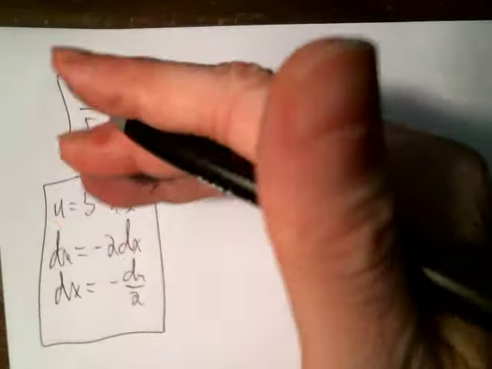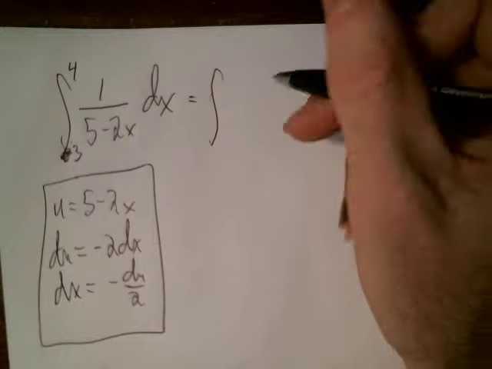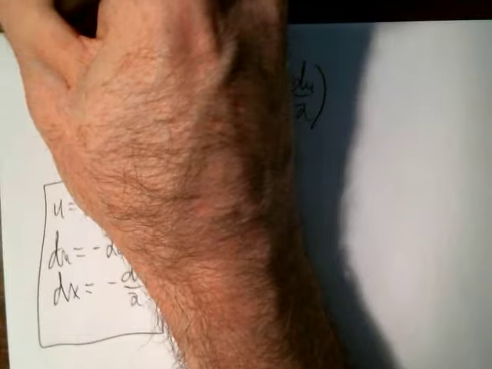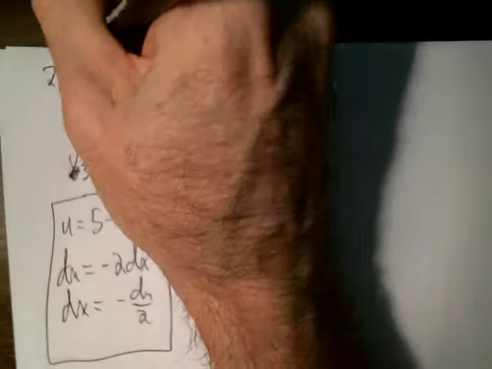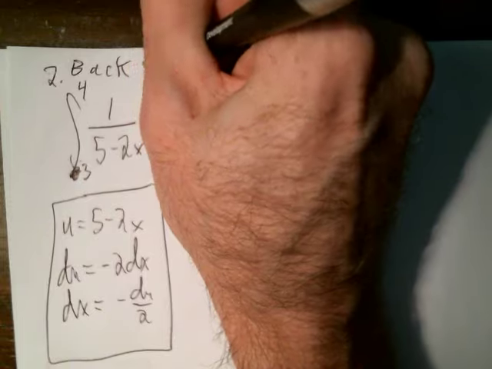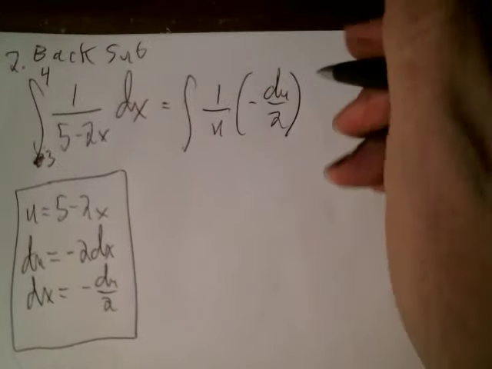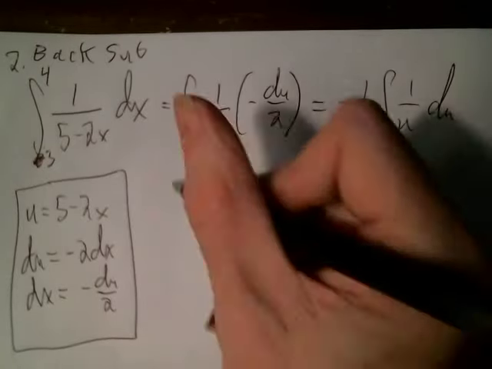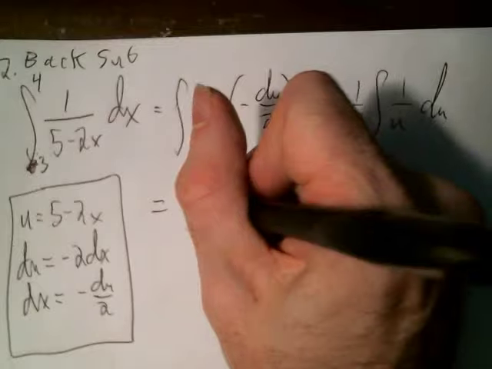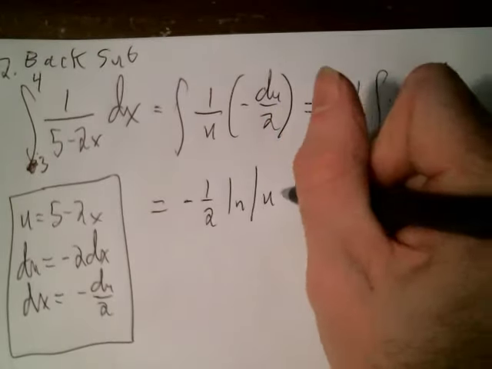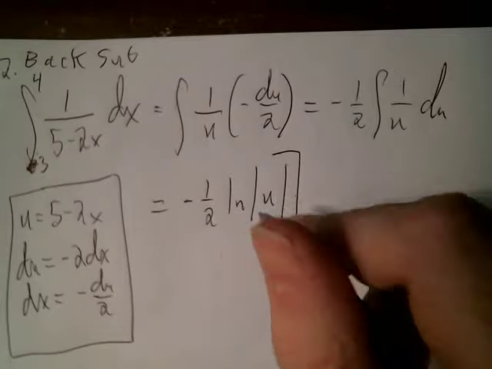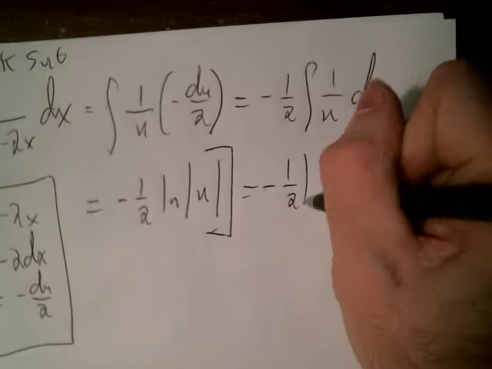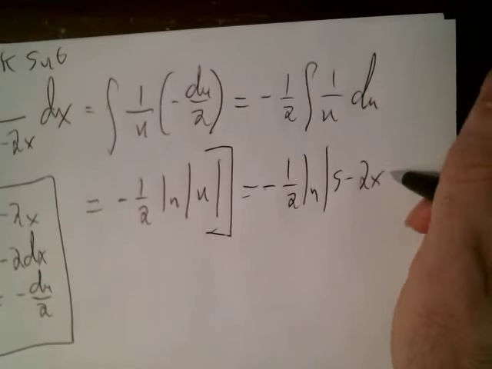Okay, and what you do is just drop the limits and work the antiderivative. So I have 1 all over u times negative du over 2. So this is process 2. You're going to have to do a back sub at the end. Okay, so this integral, I can bring out the negative 1/2, and I have the integral of 1 over u du, okay, which we know is a natural log integral. So this is negative 1/2 ln of the absolute value of u. And we have to evaluate. But before we can evaluate, we need the back sub. So I just back sub negative 1/2 ln of the absolute value of 5 minus 2x.